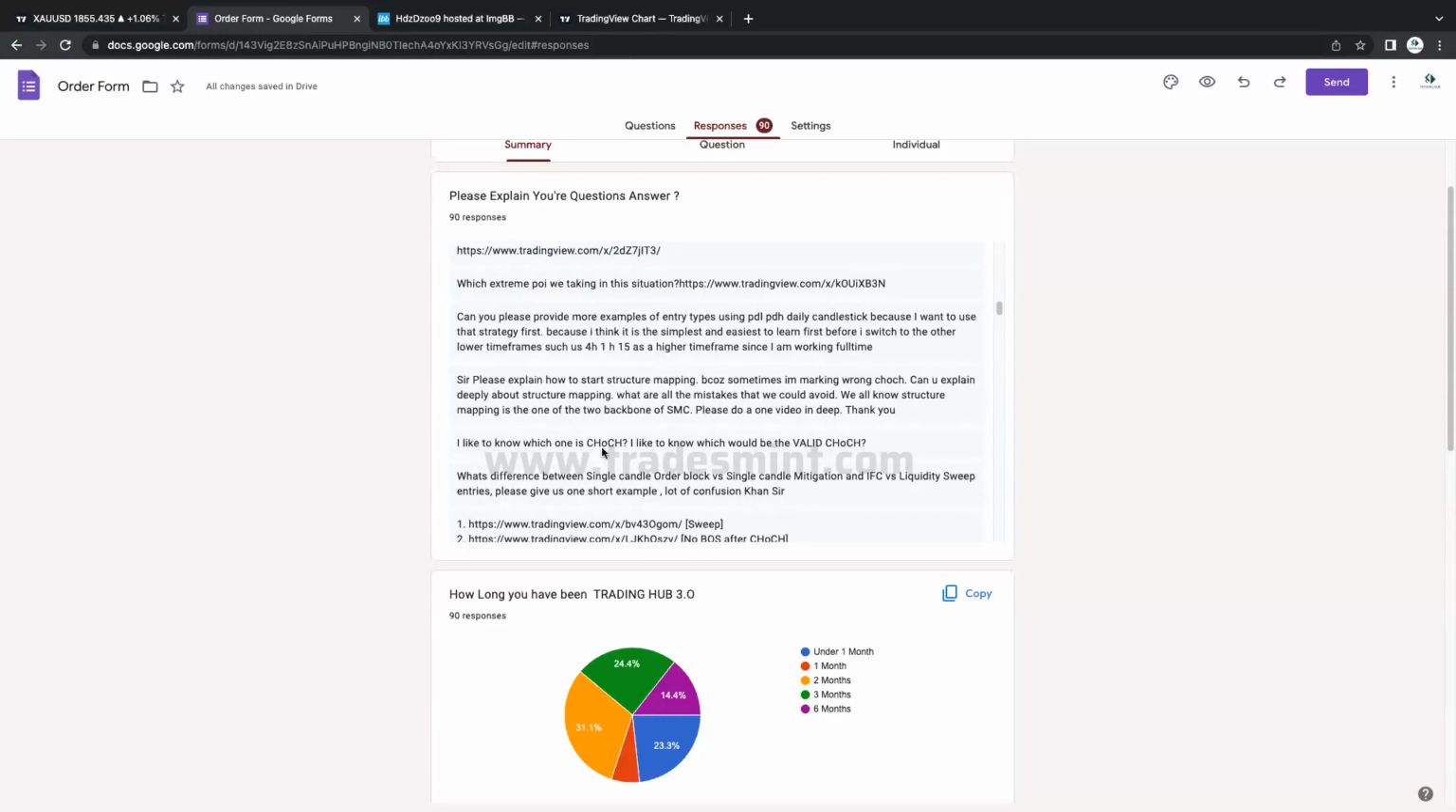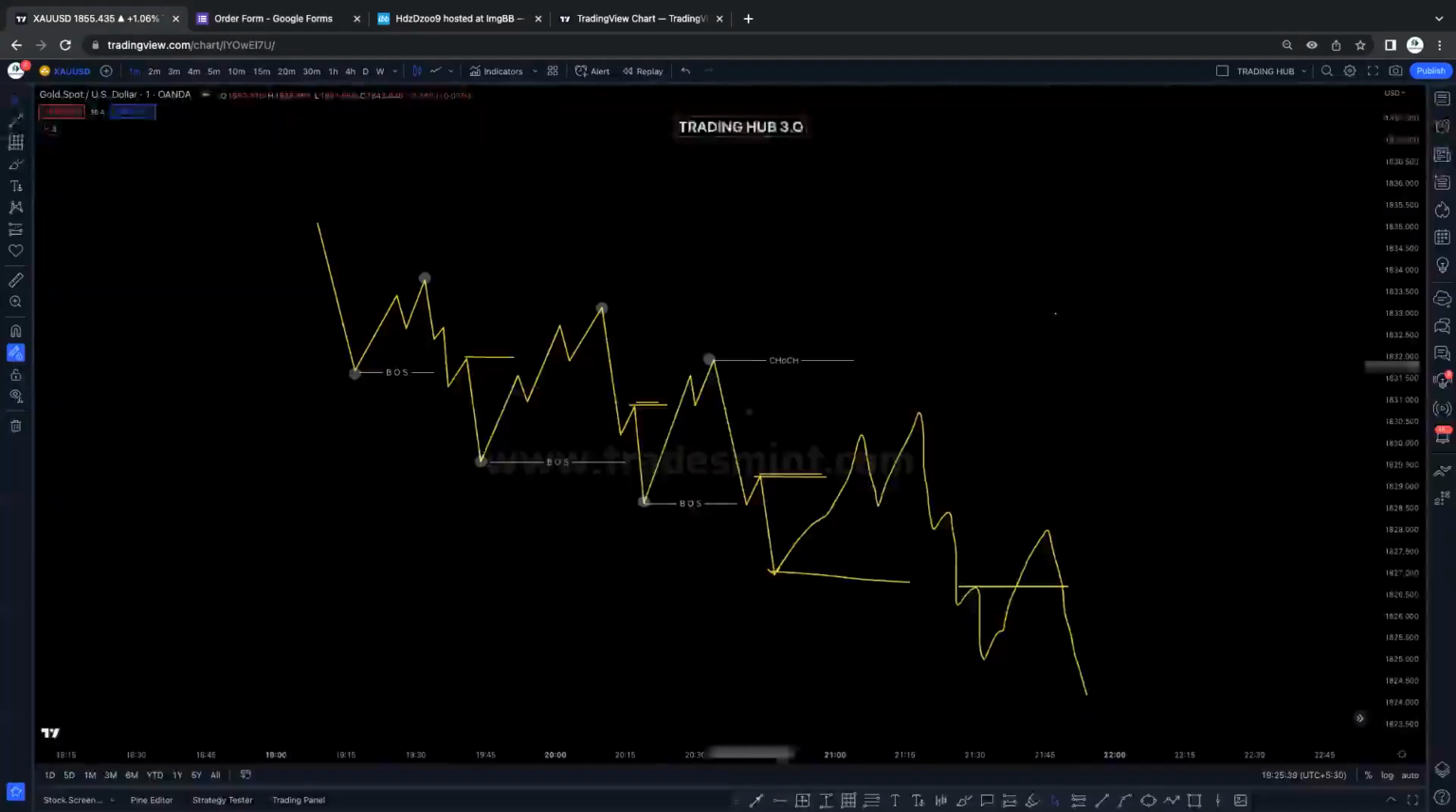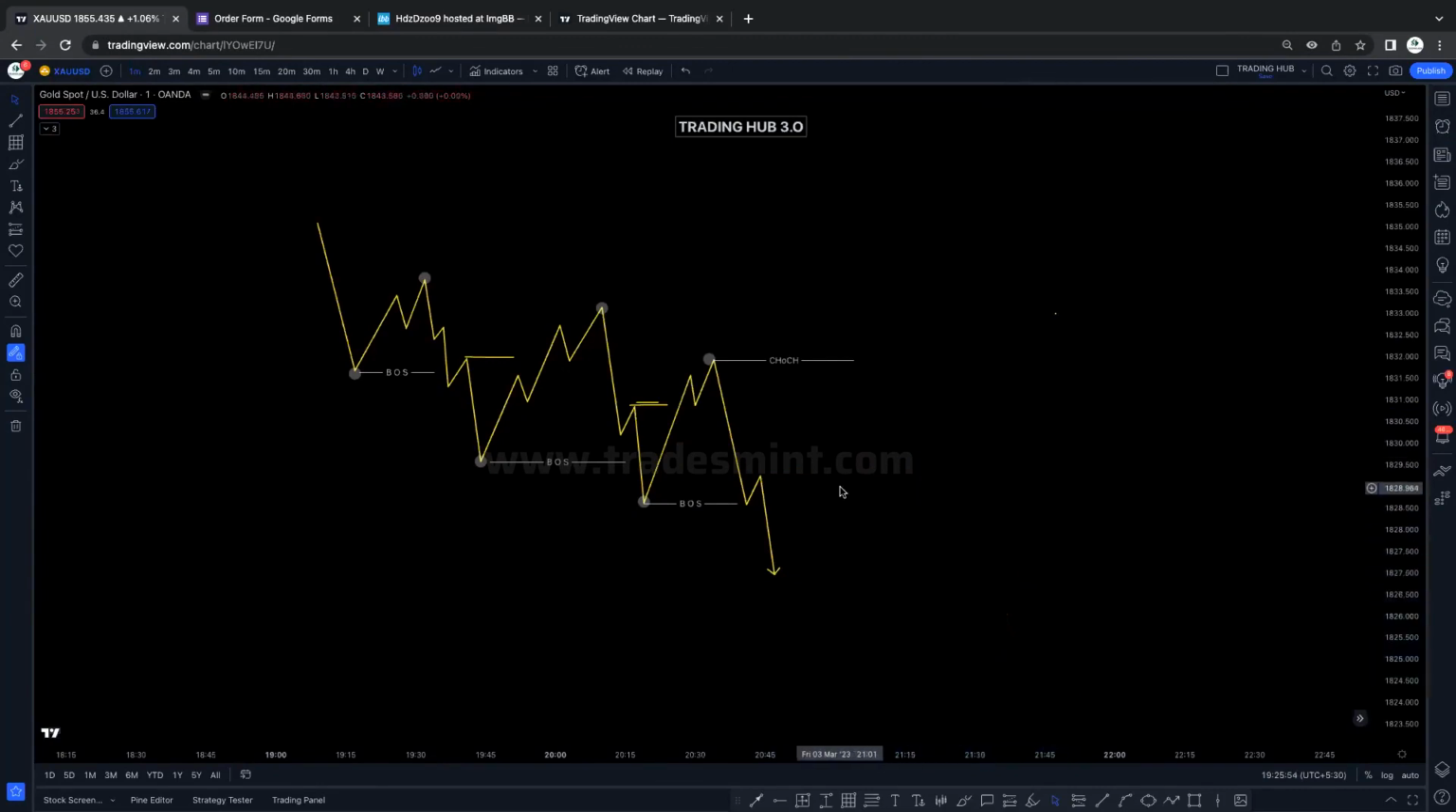I would like to know which one is a CHoCH. I would like to know which one is a valid CHoCH. Yes, sir. This is a process I mentioned, CHoCH and valid CHoCH. And also one more thing, if price does not tap any POI zone here, for example, right? So where is CHoCH?